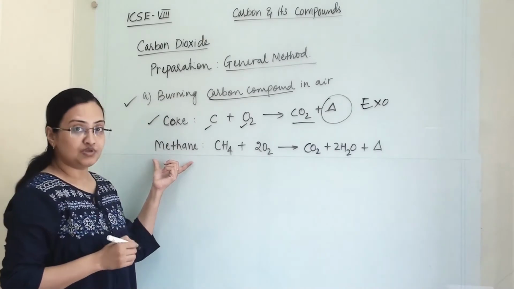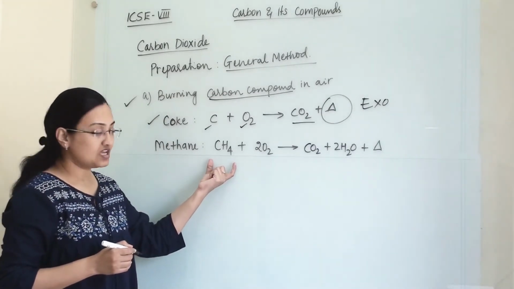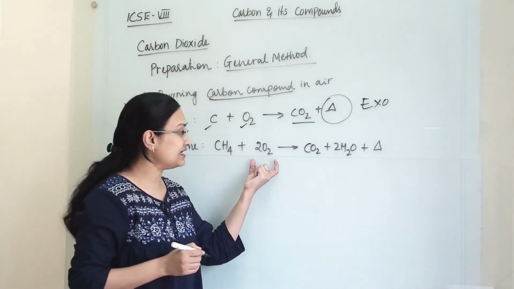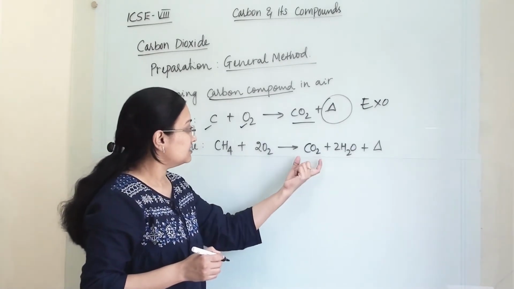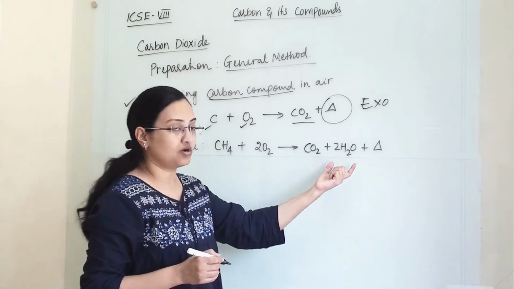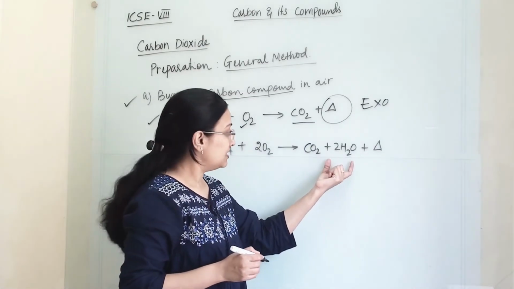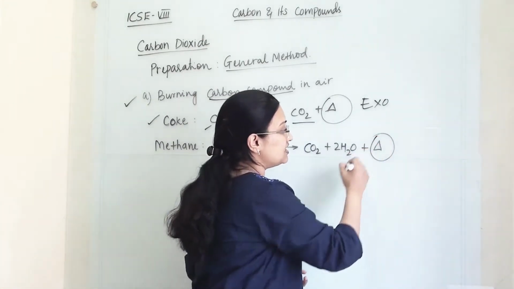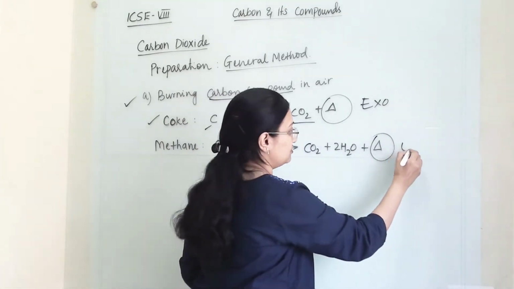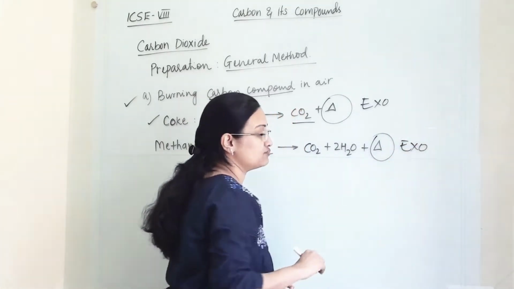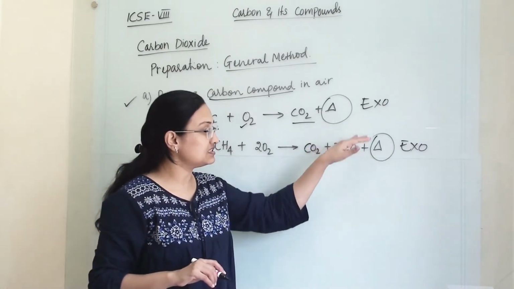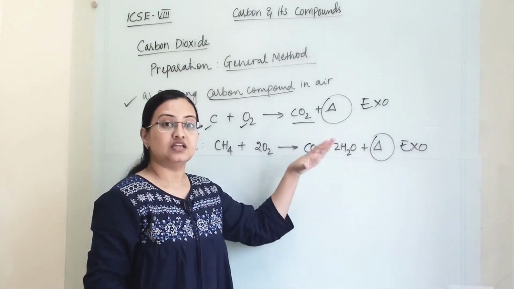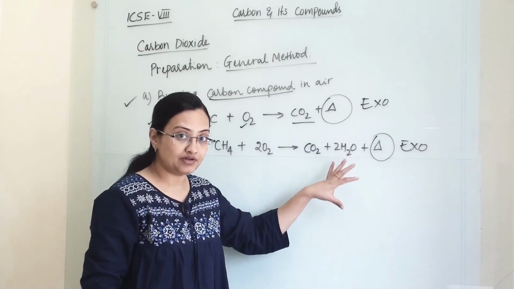Then next is methane. The formula is CH4. When we burn it, that means when it reacts with oxygen, carbon dioxide and water molecules will be liberated, and heat will be liberated at the end. So this reaction is also exothermic. These products we get via burning, so that's why these reactions are exothermic. A large amount of heat is liberated at the end.